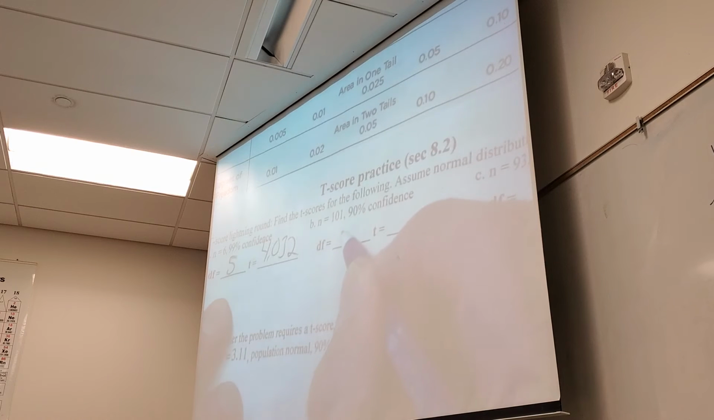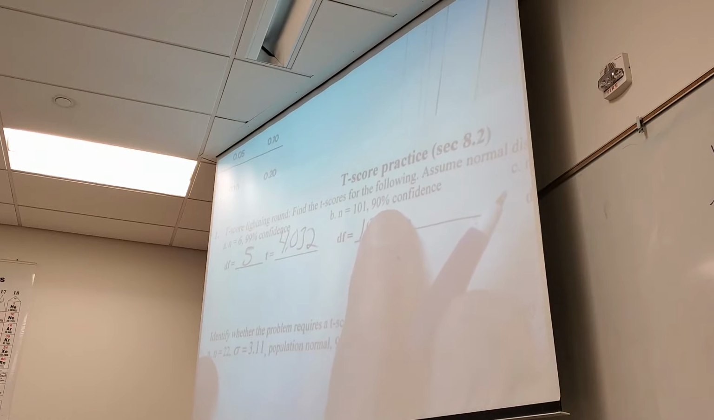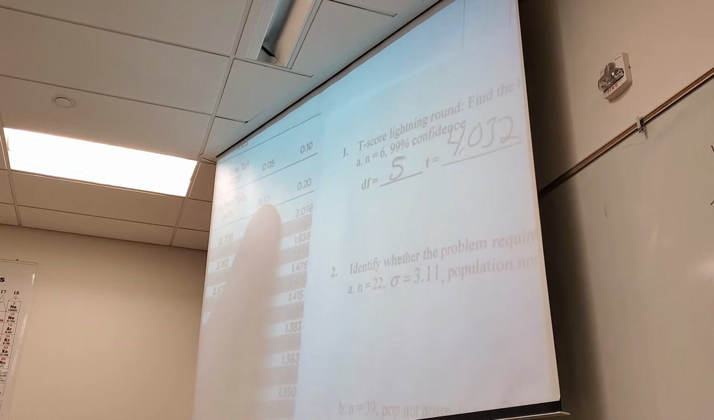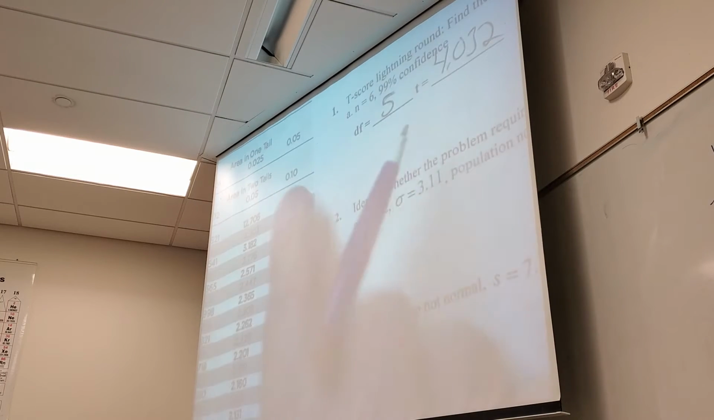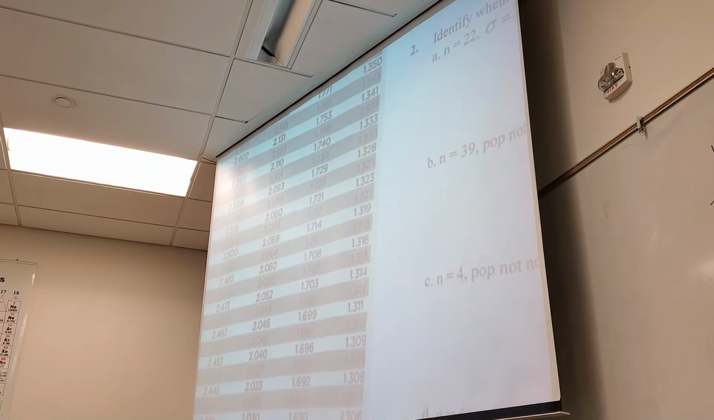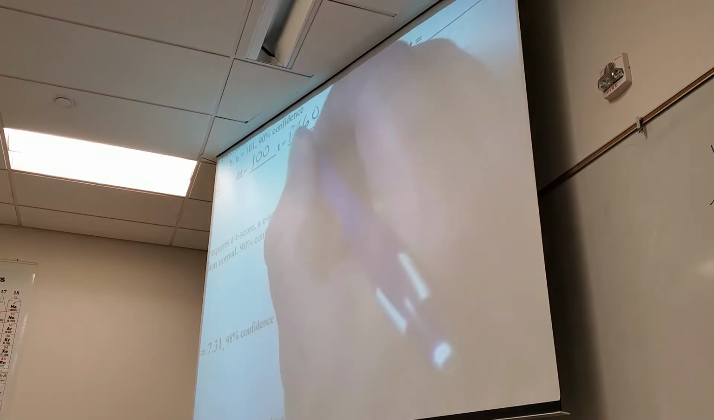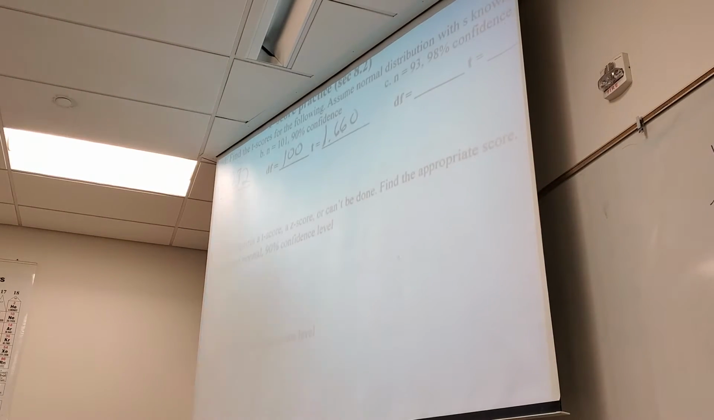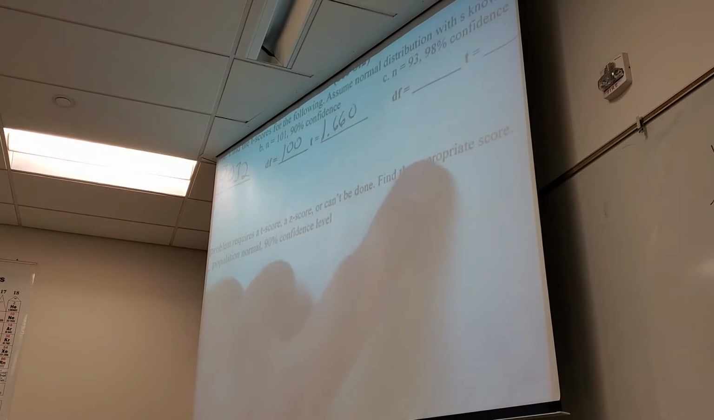This one, what's the degrees of freedom? 100. 90% confidence, so what percentage is outside in the 2 tails? 10%. And degrees of freedom is 100, so I stop at 100 and I get 1.660. Is that right? Is that what you guys got?